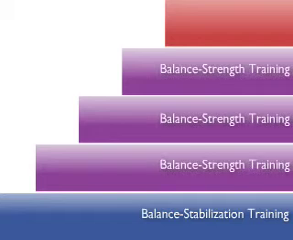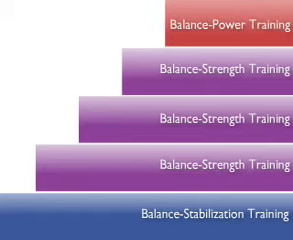To ensure the balance component is progressive and systematic, there are 3 levels of balance training within the OPT model: balance stabilization, balance strength, and balance power training. For each level of balance training, there are specific balance exercises and acute variables that would be appropriate to incorporate into each program.